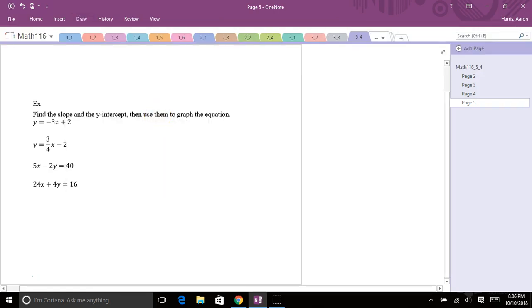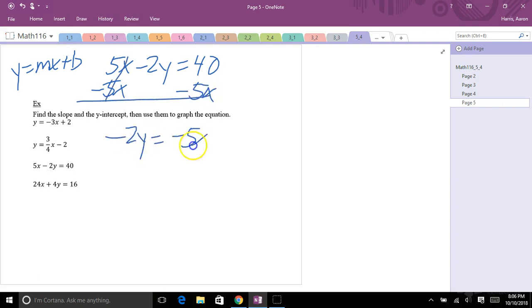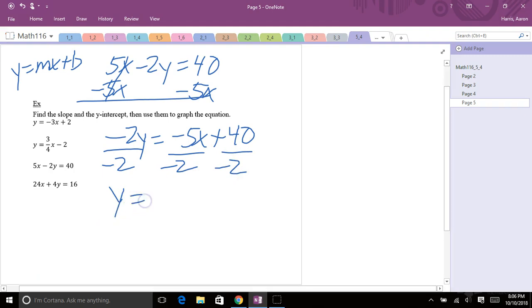Alright, let's do this next one. We got 5x minus 2y equals 40. Now notice this is not in the y equals mx plus b form. y is not solved for. So the first thing you got to do if it's not is solve for y. So negative 2y is negative 5x plus 40. Then divide everything by negative 2. So you got it in the form negative over negative is positive 5/2 x. 40 over negative 2 is minus 20.